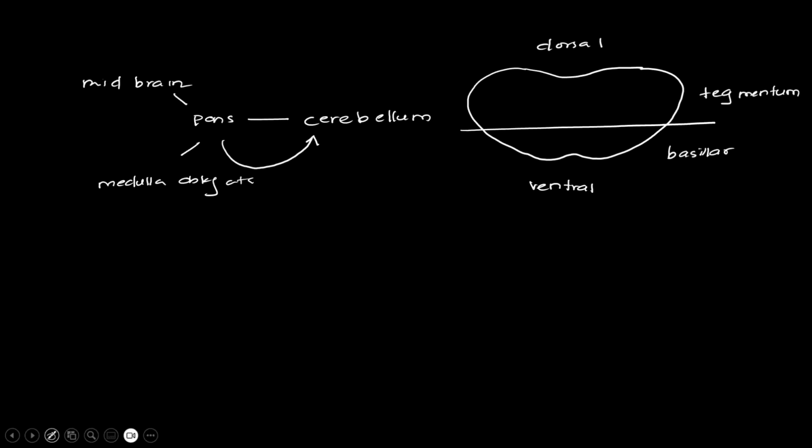Now, in the basilar part, you get multiple nuclei. These are known as the pontine nuclei. They play an important role in relaying information that is coming from the descending tracts. So eventually, it has its influence on the motor functions.